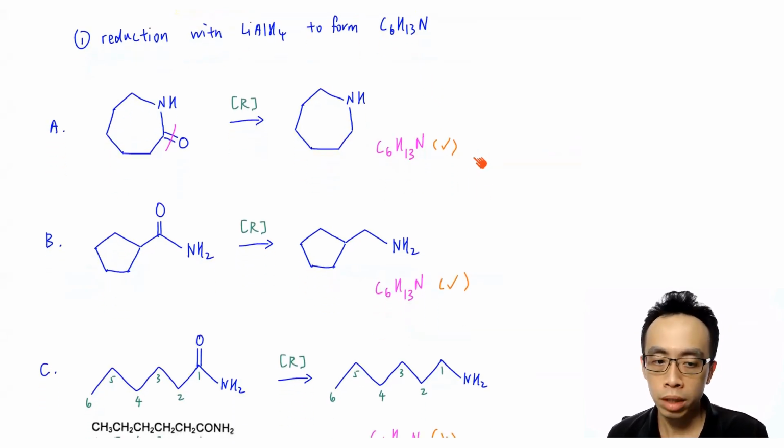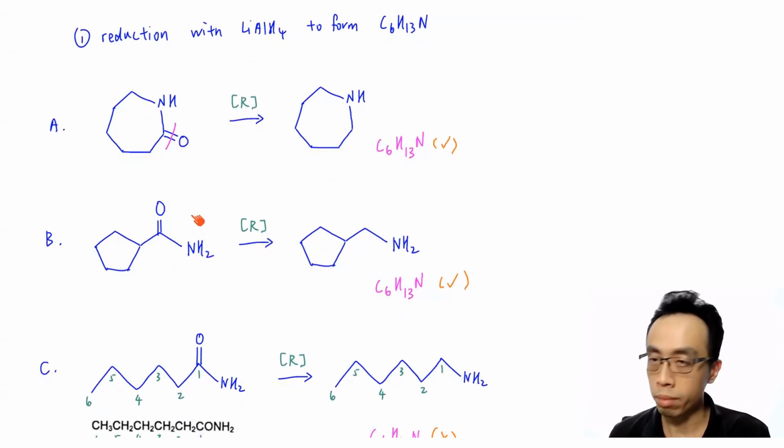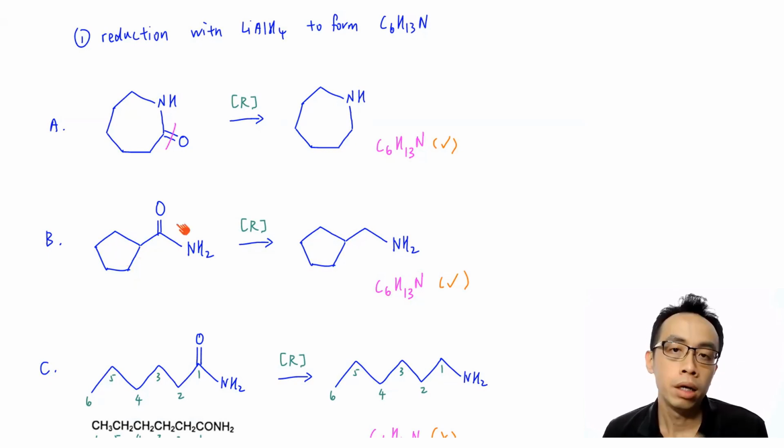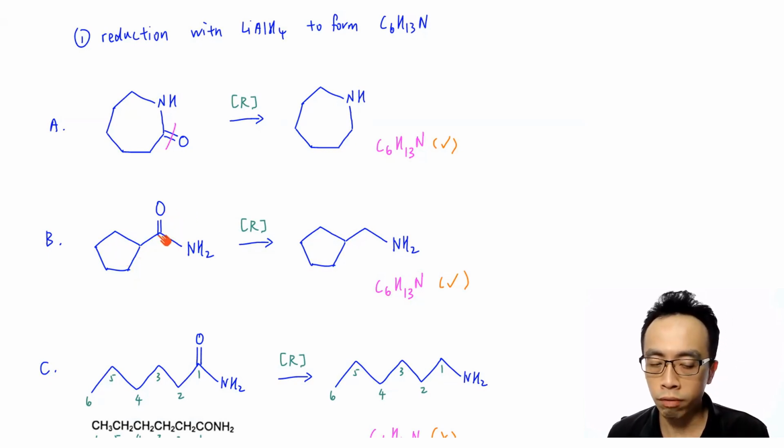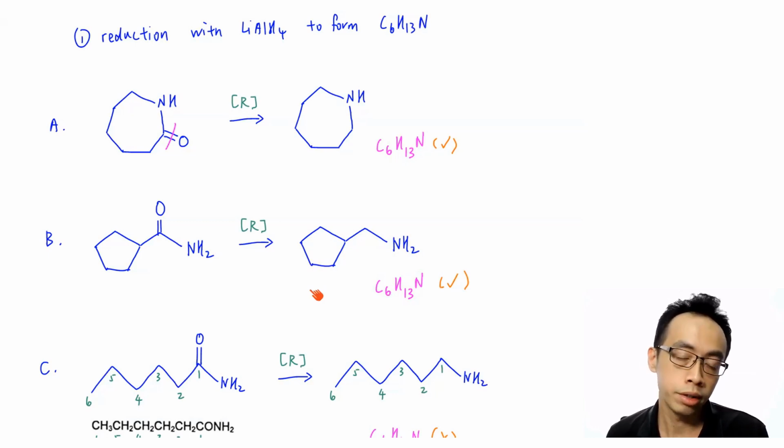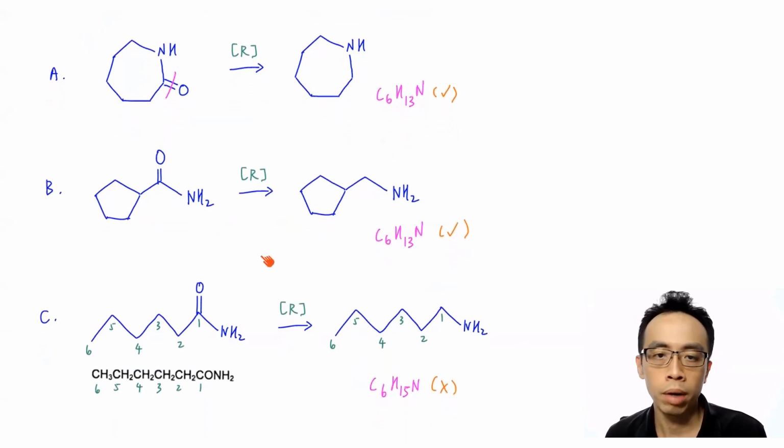Now involving B, again I have an amide functional group with a cyclopentane here. Same thing, we just remove the oxygen and convert the carbon to a CH2. The product will look something like this. If I work out the molecular formula for this, it will also be C6H13N. This is also one of the possible answers that we will have to consider for the second step involving hydrolysis with HCl. Now next, how about C?